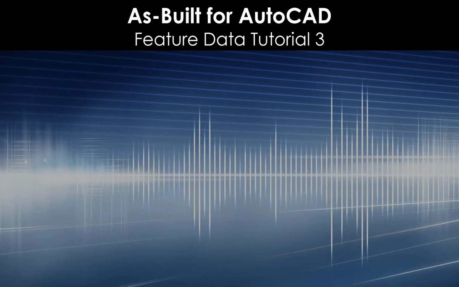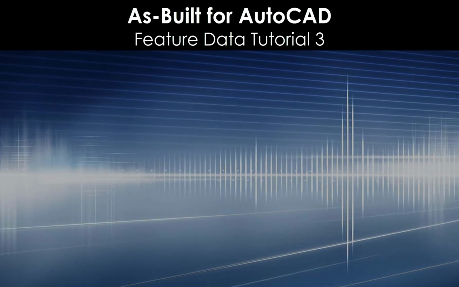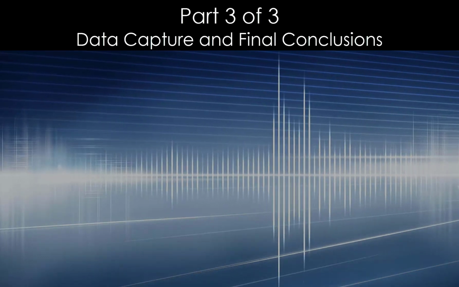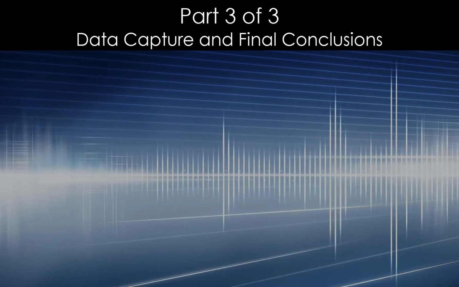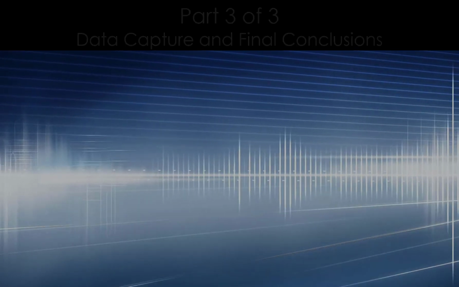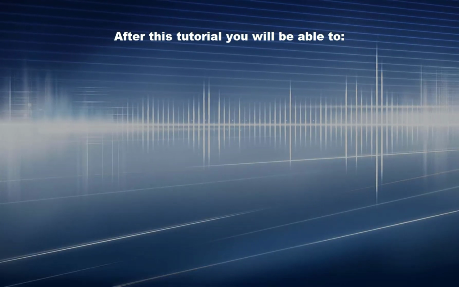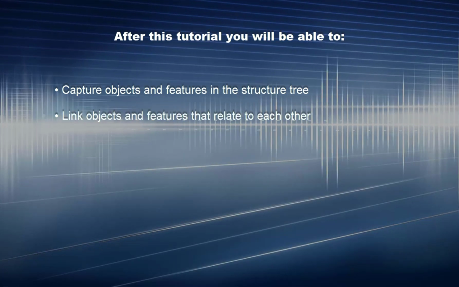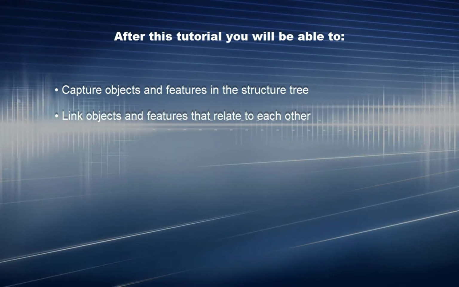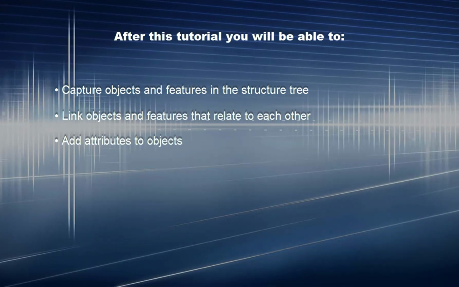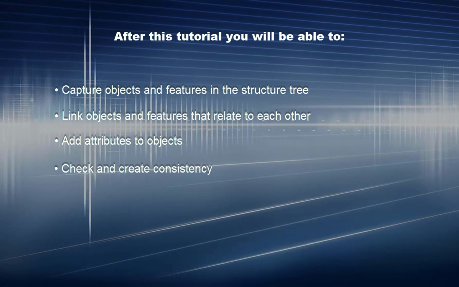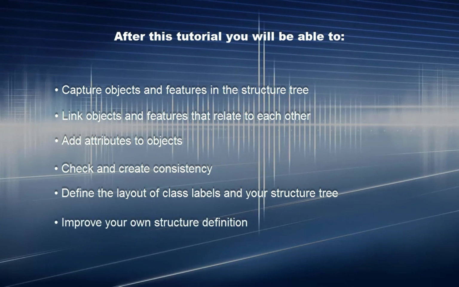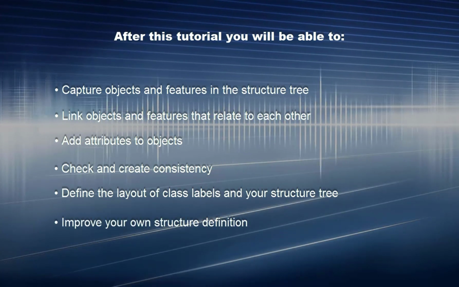As Built for AutoCAD, Feature Data Tutorial 3, Modeling and Configuration of a Data Structure, Part 3 of 3, Data Capture and Final Conclusions. After this tutorial, you will be able to capture objects and features in the structure tree, link objects and features that relate to each other, add attributes to objects, check and create consistency, define the layout of class labels and your structure tree, and improve your own structure definition.